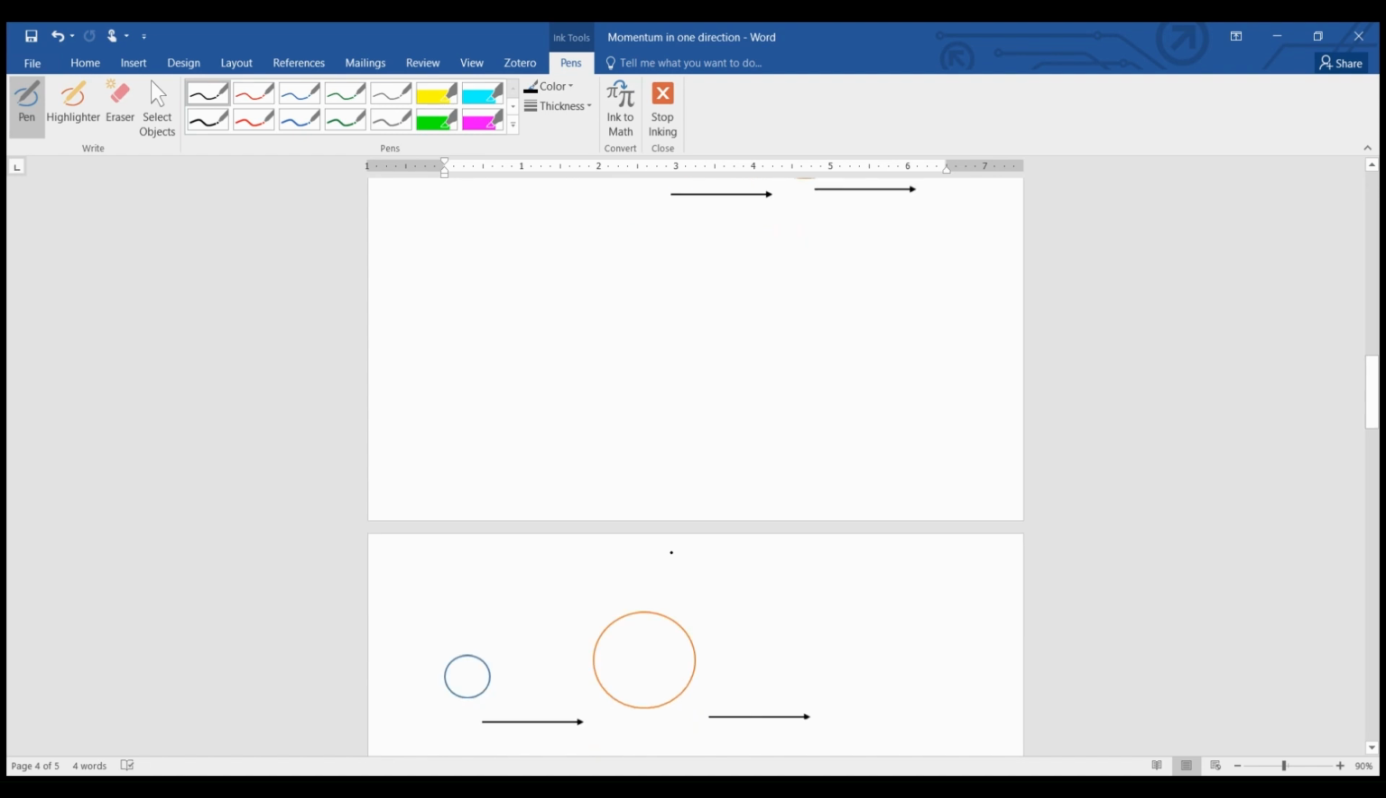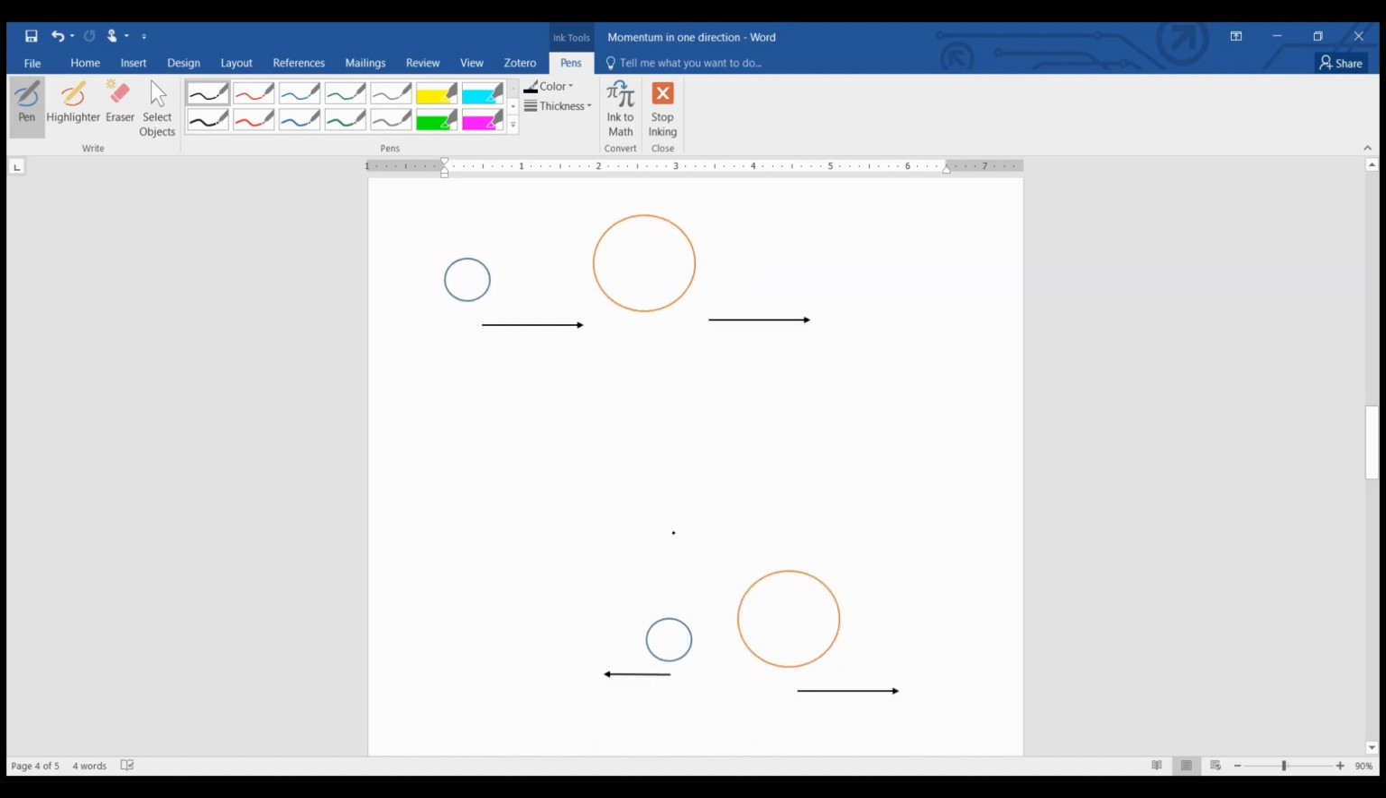Let us consider the third example now. These two objects 1 and 2 are again moving to the right. The mass of object 1 is m1, and the mass of object 2 is m2.